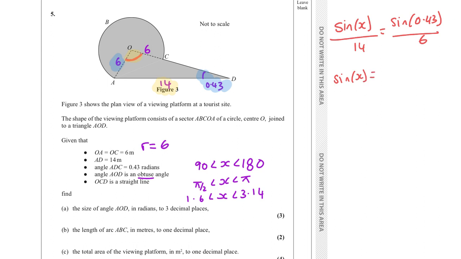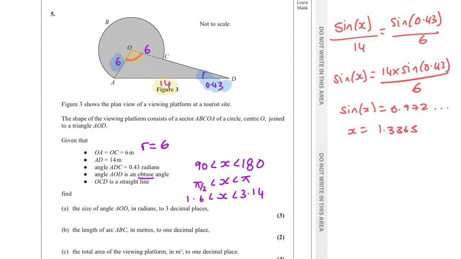So sine of x equals 14 times sine of 0.43 all over 6. So I'm going to literally write that how it looks. Sine 0.43 over 6. Oh, and I forgot a bracket. Okay, so I get sine of x equals 0.972 dot dot dot. X equals shift sine answer, 1.33. Okay, what do I notice about my 1.33 value and the fact that it told me it was obtuse?